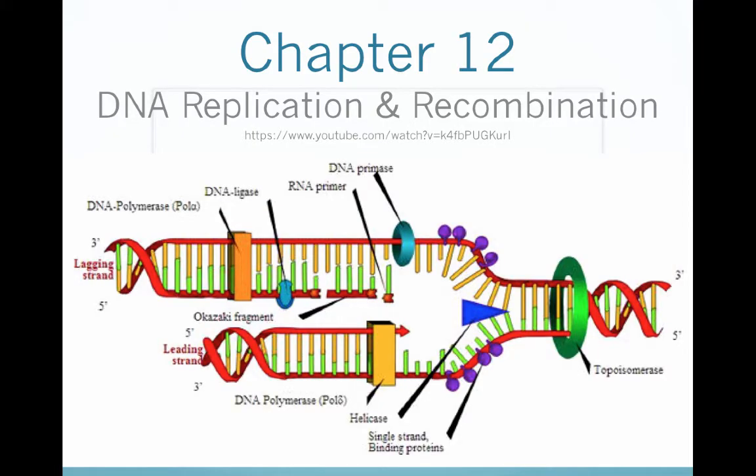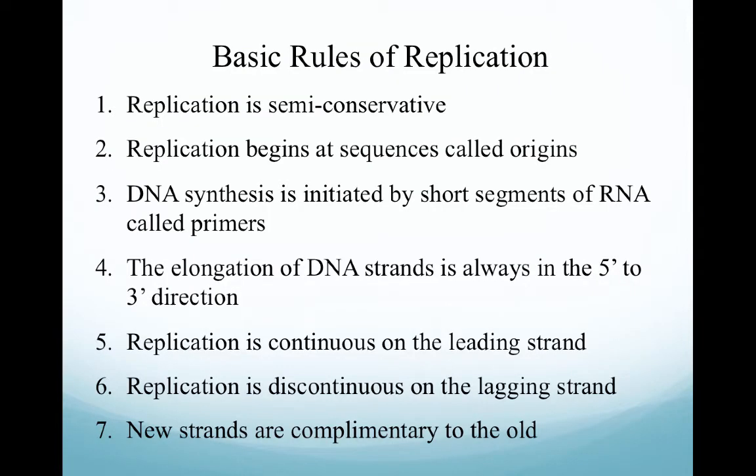Now that we've been through chapter 10 and talked more about the chemical nature of DNA, we're now going to move into talking about how to copy that DNA and synthesize an exact replicate of that DNA. So, chapter 12 is all about that replication and recombination process.